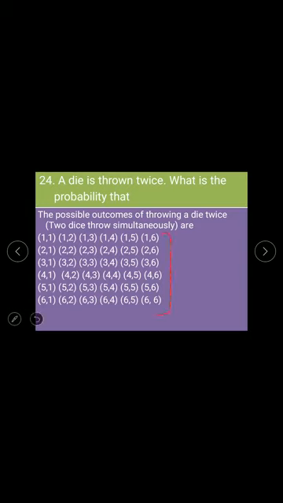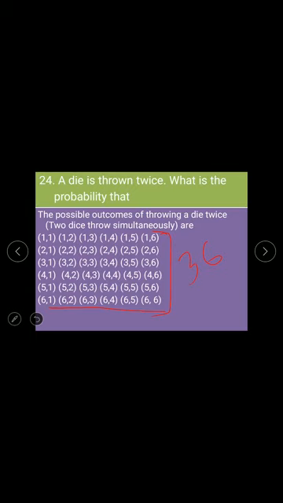Just imagine 2 persons are standing together, or you are taking 2 dice in both hands and throwing them. You can get any one of these chances only: 1 1, 1 2, 1 3, 1 4, 1 5, 1 6, like that up to 6 6. So altogether how many chances are there? You just count. 6 times 6 is 36 chances.